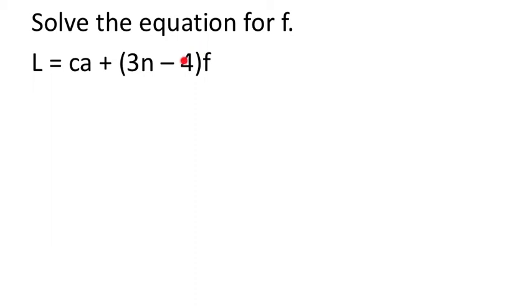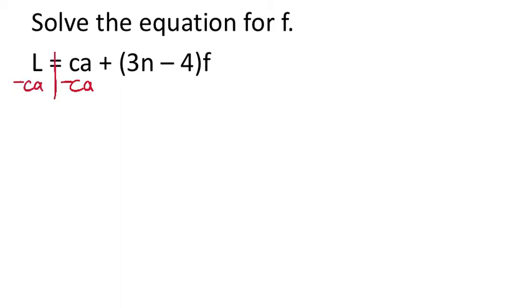Some of you may be thinking to distribute that f. Don't do it because right now we only have 1 f. If you distribute that, you're going to have 2, and that's going to complicate things. So the CA, I do not want to add that to this term, parentheses 3n minus 4 times f, right? So I'm going to zero that out by subtracting it from both sides. So let's go and subtract this CA from both sides.